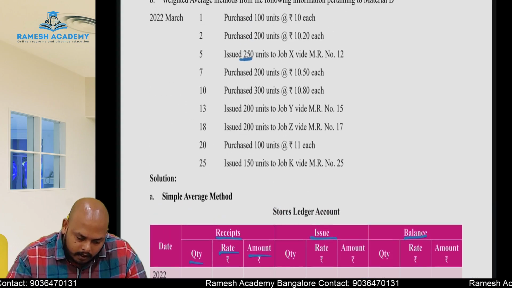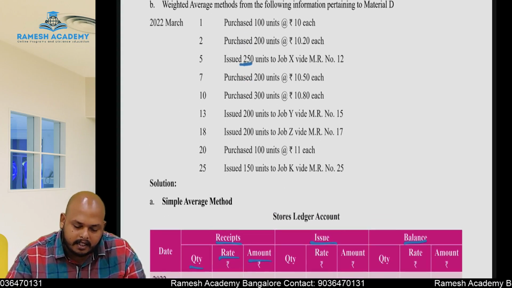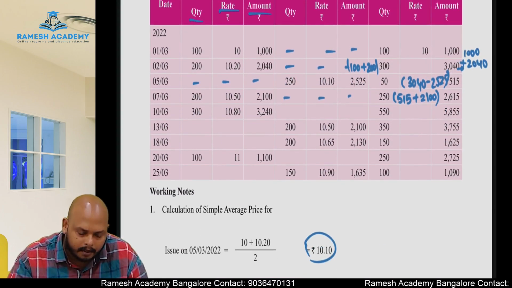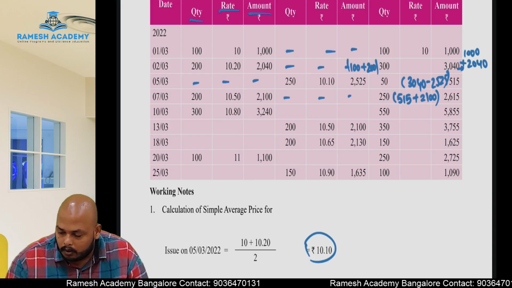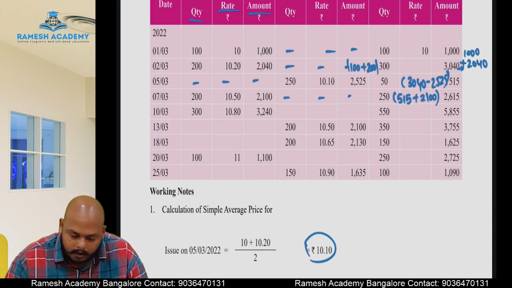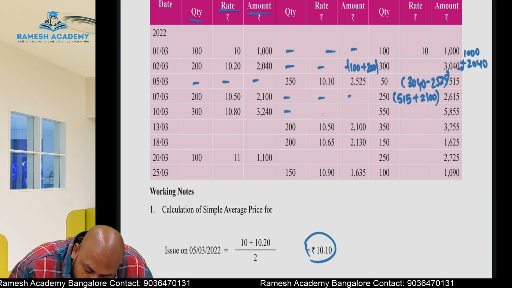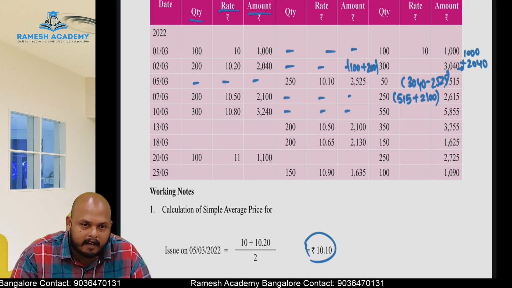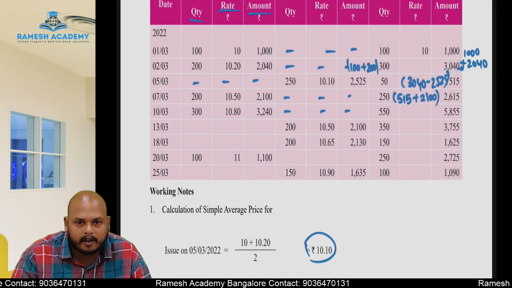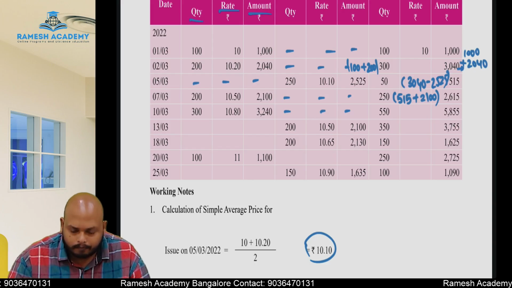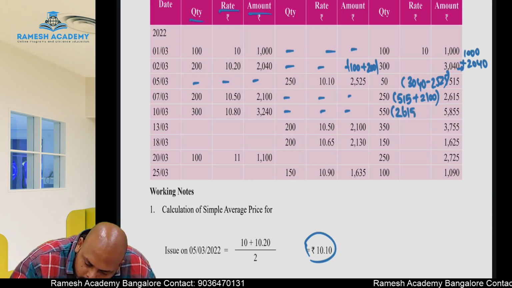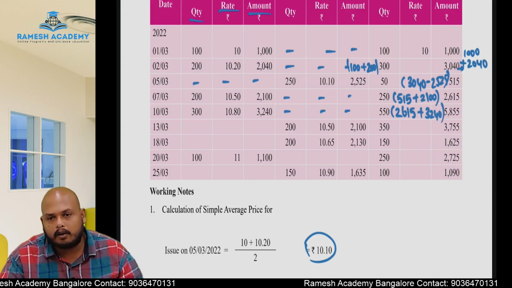Next, Nana. 10th March again purchased 300 units. What is the price? We purchased at 10.8. 300 into 10.8 is nothing but how much? 3240. Again issue column nil. Balance column: already 250 we are holding, plus again we are adding 300 on 10th. 250 plus 300 is 550. Okay? Next here, 2615 plus 3240, that is nothing but how much?